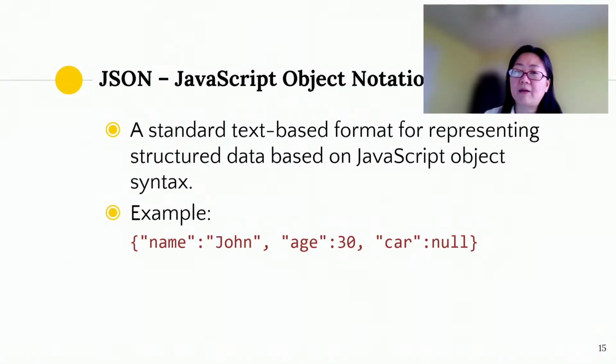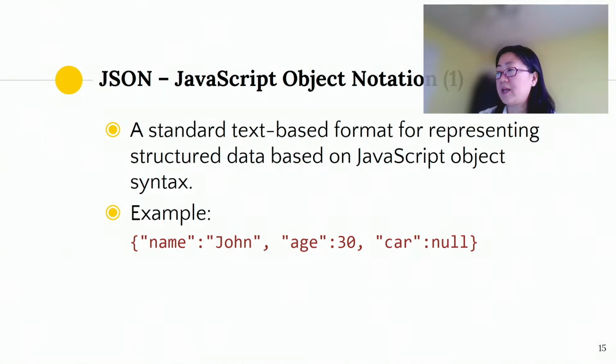So a little bit about JSON files. It is the JavaScript Object Notation. It's a standard text-based format for representing structured data based on JavaScript object syntax. A JSON object contains 0, 1, or more key value pairs. A JSON object is surrounded by curly brackets. Every key value pair is separated by a comma, and key and value are separated by a colon.